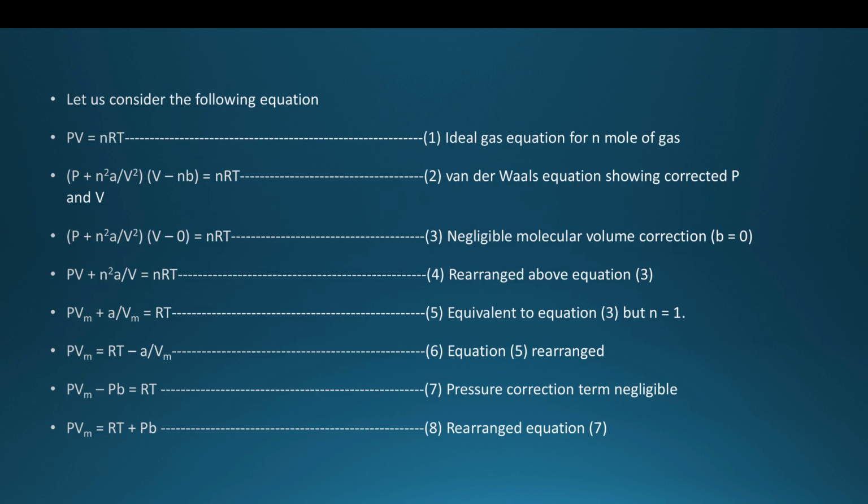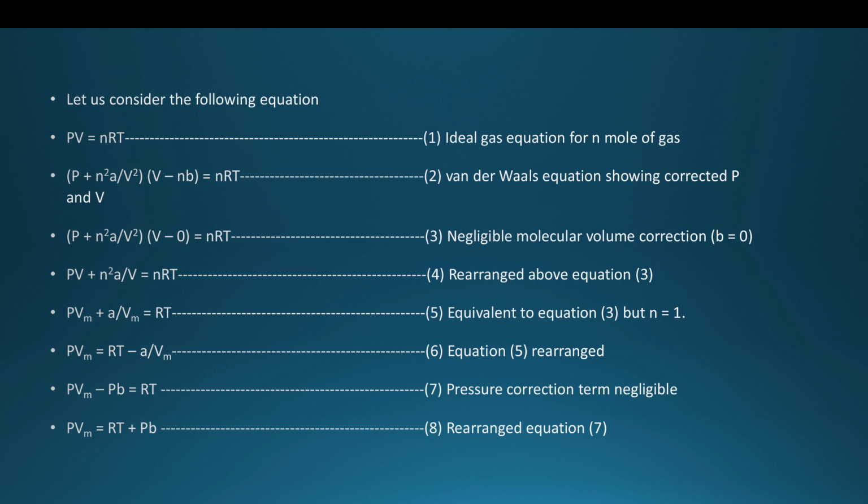In the beginning, let us consider some useful equations. We will use these equations later, but at first glance, these are collected here. The first equation is PV = nRT, the famous ideal gas equation for n mole of gas. The second is van der Waals equation, (P + n²a/V²)(V − nb) = nRT. It contains correction terms, pressure correction term and volume correction term.